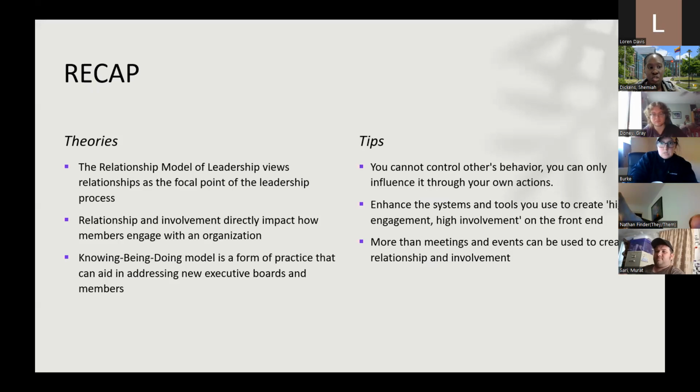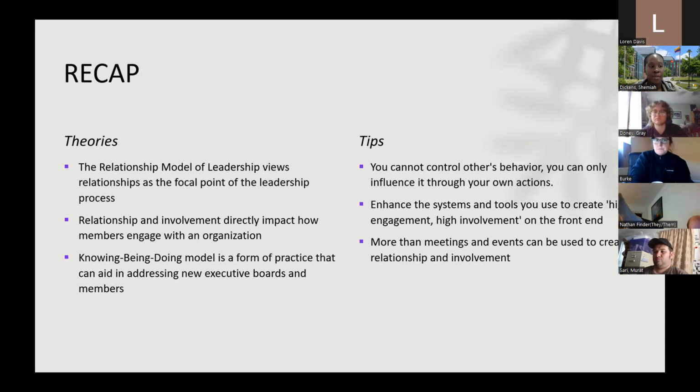Enhance the systems and tools you use to create high relationship, high involvement on the front end. So being super proactive now, I think Chris has reiterated it in some of his sessions, but being proactive now is the best time to do it. So even if you have not met as an executive board, I implore you all to touch base between now and when the semester starts, because in order to adapt and develop and create great bonds to start you off for the new year, being effective and doing it as soon as possible is always going to be in your best interest.